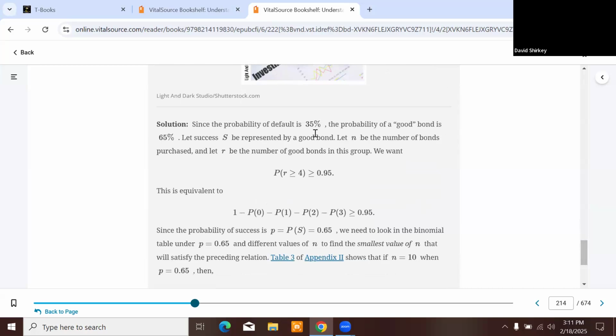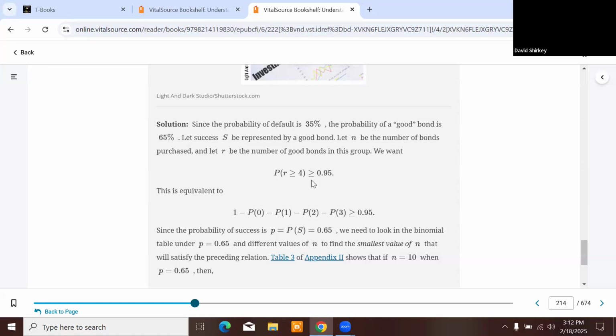So the probability of default is 35%, which means the probability of a good bond, which is what we're looking for, is 65% or 0.65. Let success S be represented by a good bond. Let N be the number of bonds purchased. Let R be the number of good bonds in this group. We want the probability R greater than or equal to 4 to be greater than or equal to 0.95.